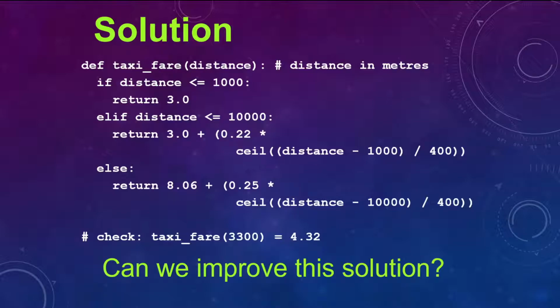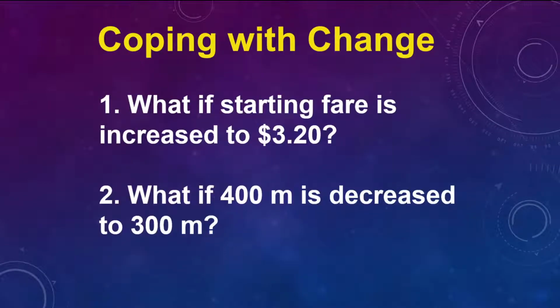So can this solution be further improved? Let's see what we can do to improve this solution. What if the starting fare is increased from $3 to 3.20, which actually is it the current starting fare? I'm not very sure. What if 400 meters is changed to 300 meters? Can our code handle these changes or not?